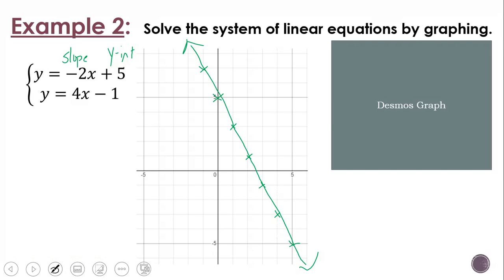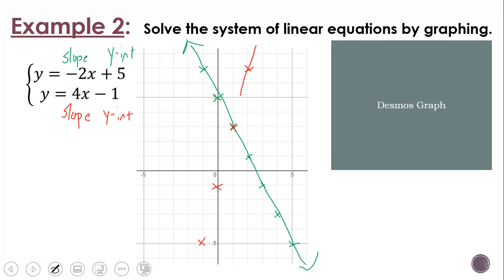Let's look at our second graph. Your slope is positive 4, and your y-intercept is negative 1. So you're going to start at negative 1. And now your slope is a positive 4. So we can go up 1, 2, 3, 4, and over 1. Continuing on, up 1, 2, 3, 4, over 1. Or we can go down and left.